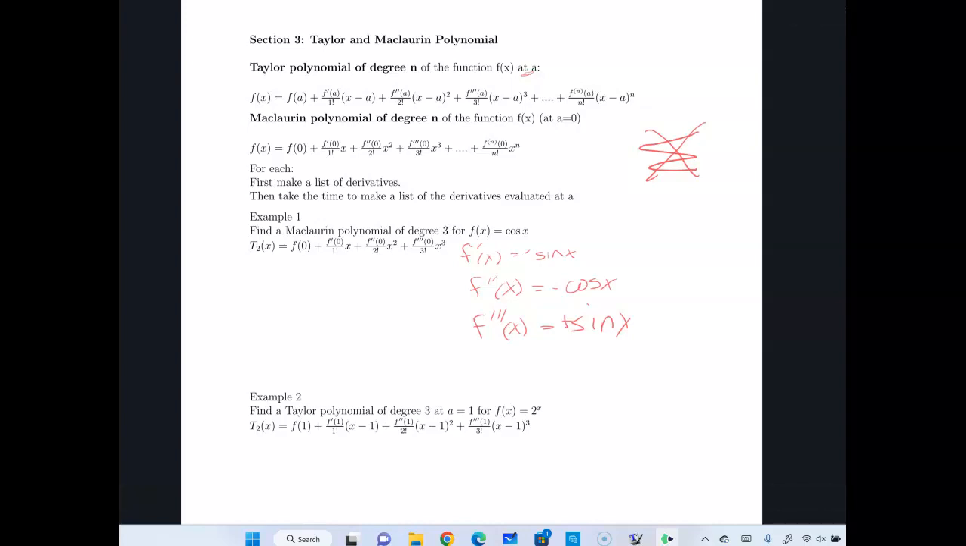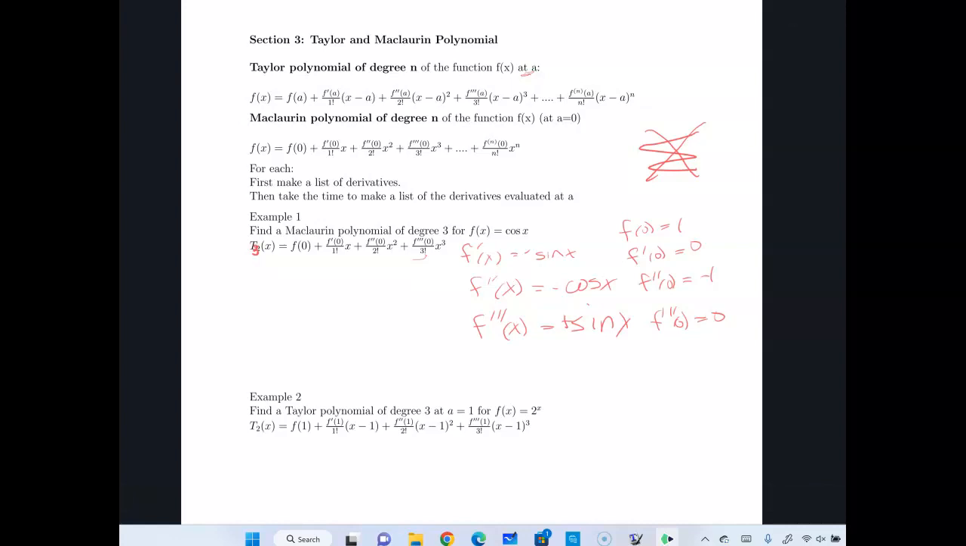Okay, so now we're going to plug in 0. So f of 0 is 1. F prime of 0 is 0. F double prime of 0 is negative 1. And the third derivative at 0 is 0. So what we have to do is fill in this formula. Whoops, what did I do? I've got to go up to 3, so let's change this. I put t sub 3, so that should be t sub 3.